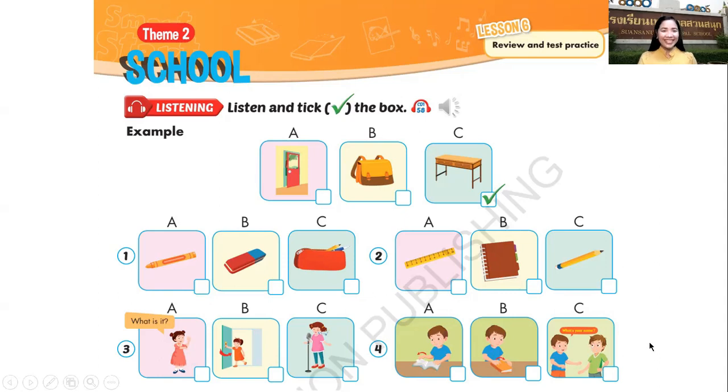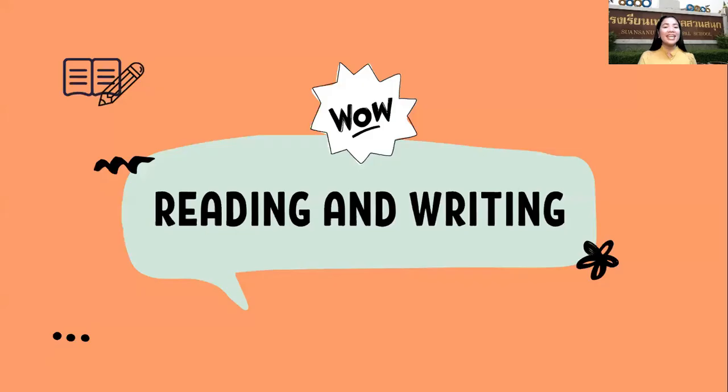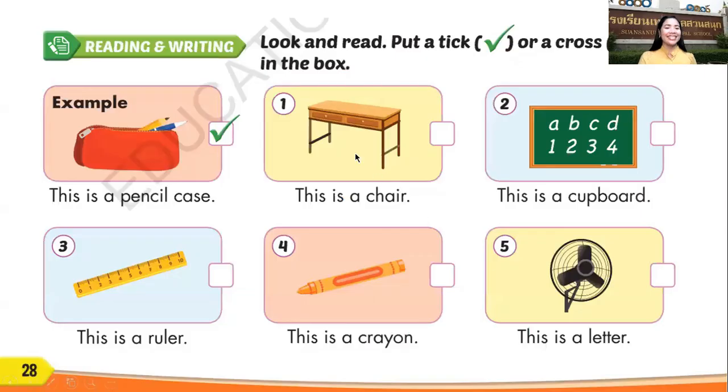All right, let's go to the next part. Reading and writing. We are still on page 28. Look and read. Put a tick or a cross in the box. Example. This is a pencil case. Is it a pencil case? That's right. So it's a tick. This is an example, okay? Let's go to number one.